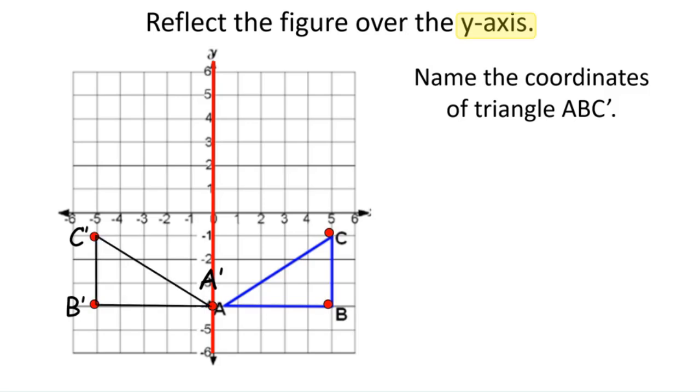So when we sketch our triangle, it is backwards. It has flipped over the y-axis. So A prime stays at 0, -4. B prime goes to -5, -4. And C prime goes to -5, -1.